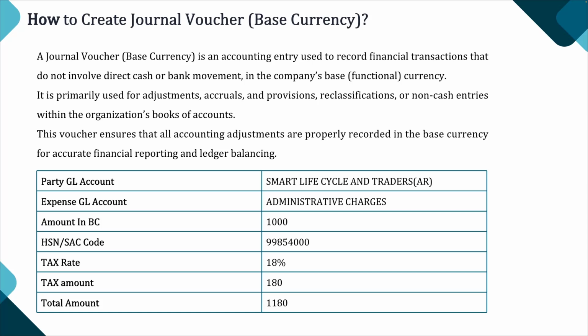Let us take one example. Party GL account, Smart Life Cycle and Traders. Expense GL account, Administrative charges. Amount in BC, 1,000 rupees debit in Party GL account, 1,000 rupees credit in Expense GL account. HSN or SAC code 99854000. Tax rate 18%. Tax amount 180 rupees. Total amount 1,180 rupees.